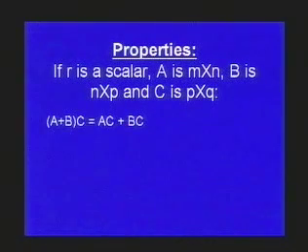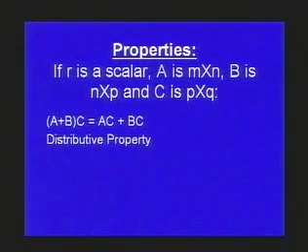Some more properties. We have a distributive property. If C is over on the right, if I'm supposed to add A and B first, and C is over on the right that I'm supposed to multiply by, I could instead distribute C so that I would have AC plus BC. Now there's one small problem with that. That is the distributive property.